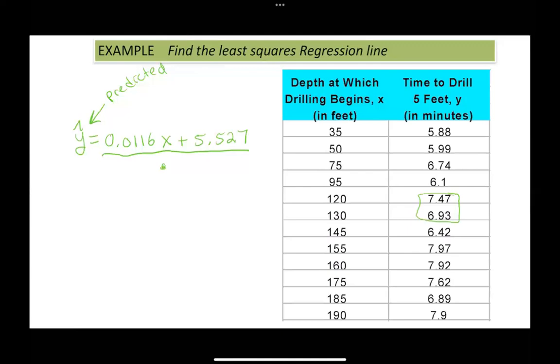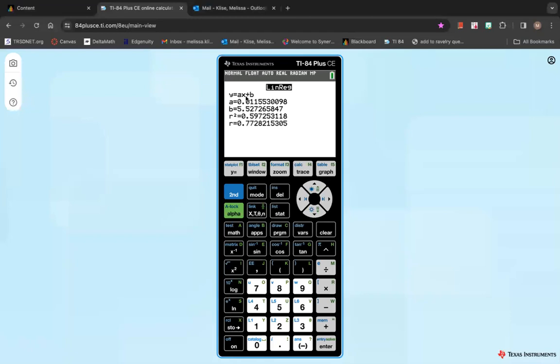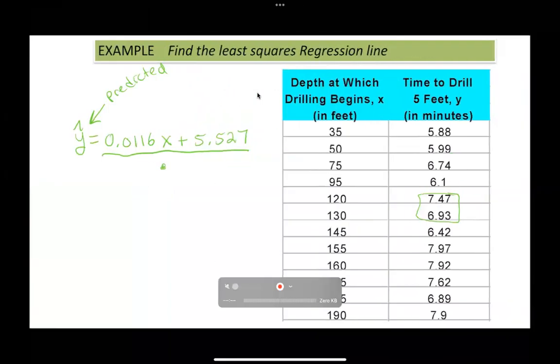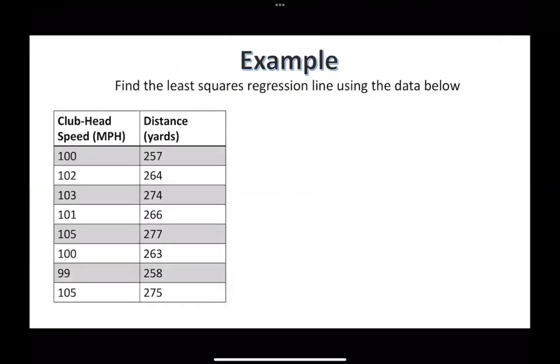So you just run that linear regression just like we did. And instead of the r value, you're using a for your slope. So a goes right with the x, and then the b is your y-intercept. You're going to do this next one. So go ahead with the calculator and the numbers you already have in there. See if you can come up with that equation.